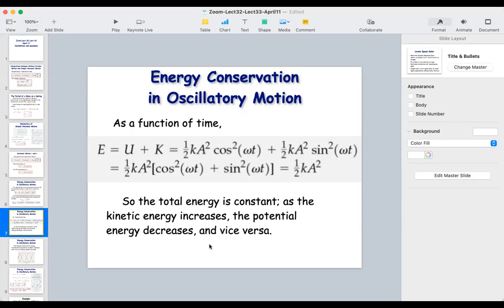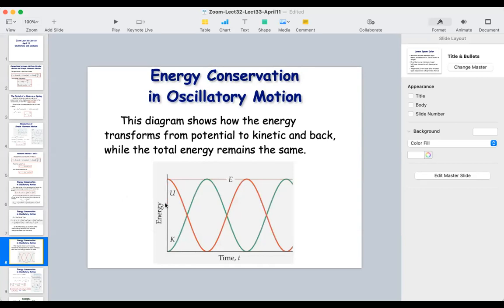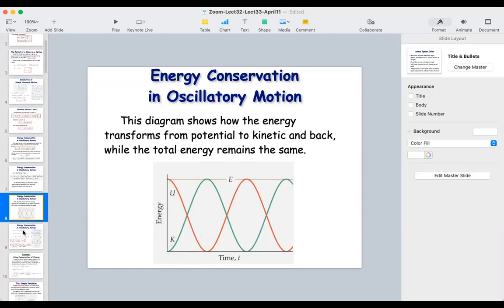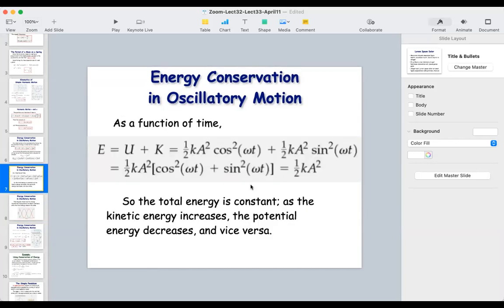And we saw that. So another way to see it here is energies versus time. When U is at its maximum, K is at its minimum, and vice versa. Okay. This diagram shows how the energy transforms from potential to kinetic and back, while the total energy is stable. This is the total energy. The sum of the two is stable, and we know that it is equal to 1/2 k A squared.